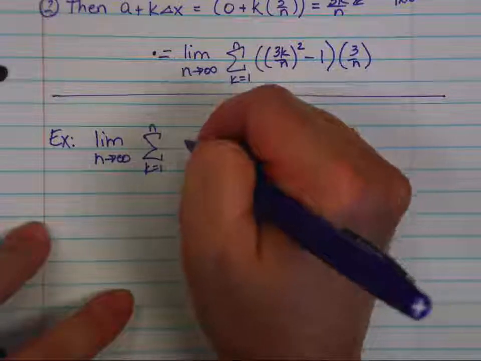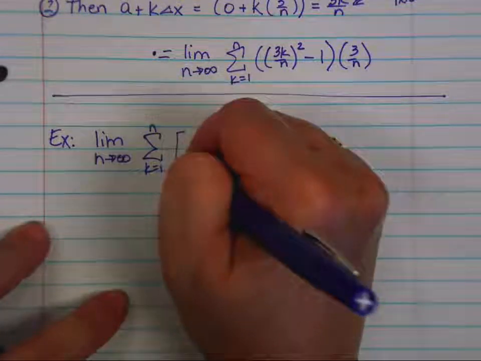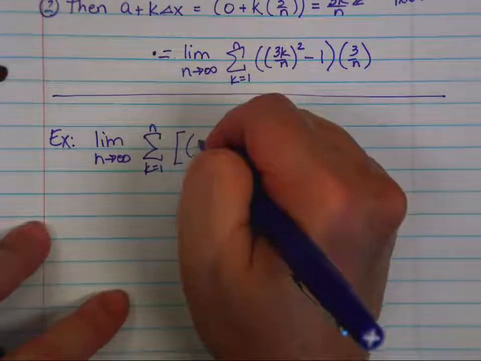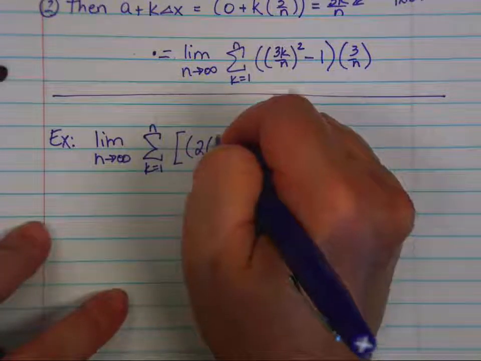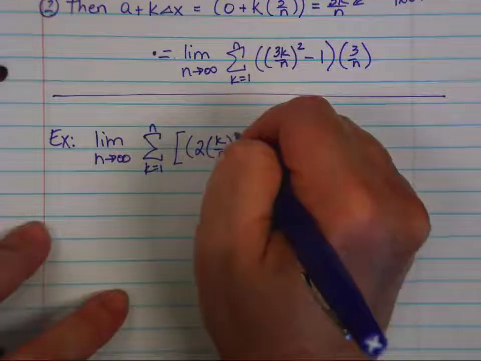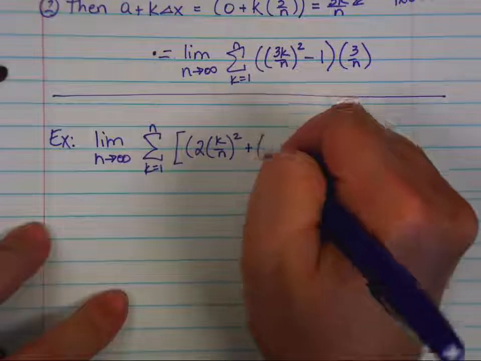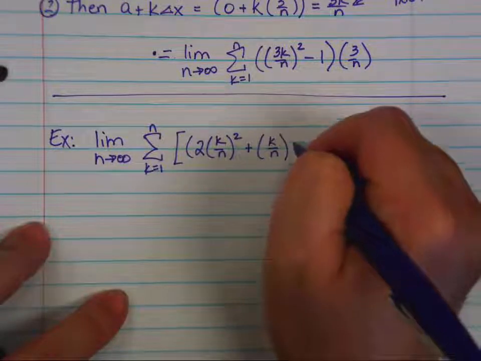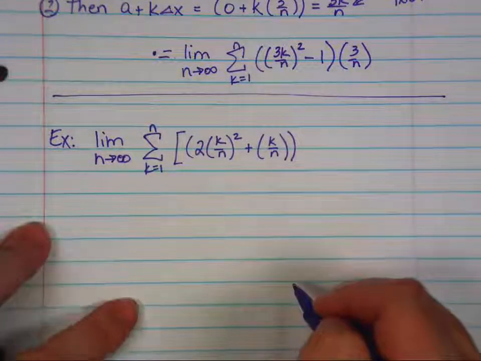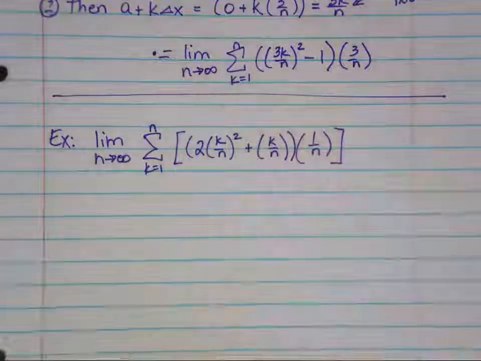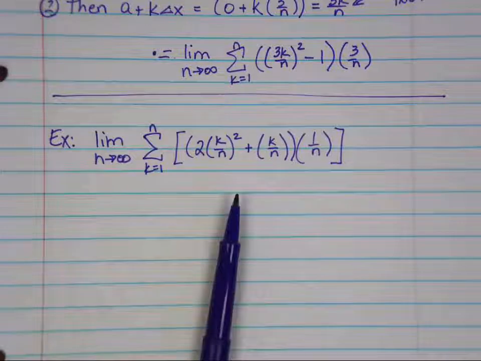I have the limit as n approaches infinity, k equals 1 to n. That's one of the ugliest summations I've ever done. Bracket, parentheses, 2, another parentheses, k over n, the quantity squared, plus k over n, close the parentheses, and then open another one times 1 over n, close the bracket. I'll give you just a second to write that down. I don't want to read it again. You just need to look at where you are and make sure you copy it exactly as I have it.